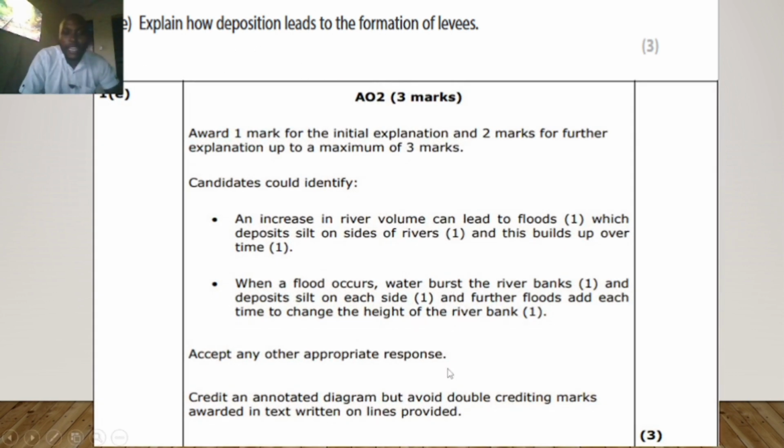Okay, so an increase in river volume can lead to floods, which deposit silt on the sides of rivers, and this builds up over time. So when a flood occurs, water bursts the river banks and deposits on each side, and further floods each time change the height of the river bank. Okay, so the embankments that remain there, what you call levees.